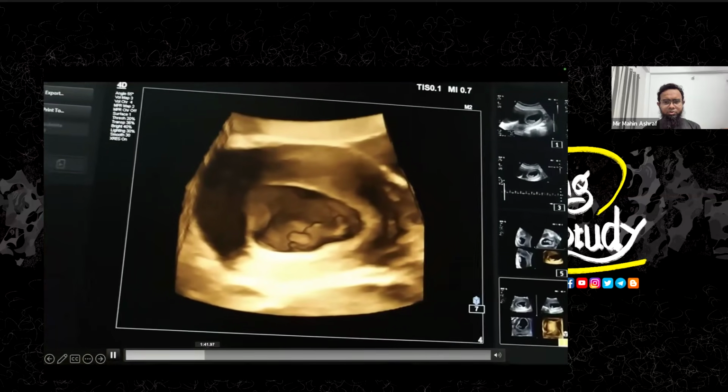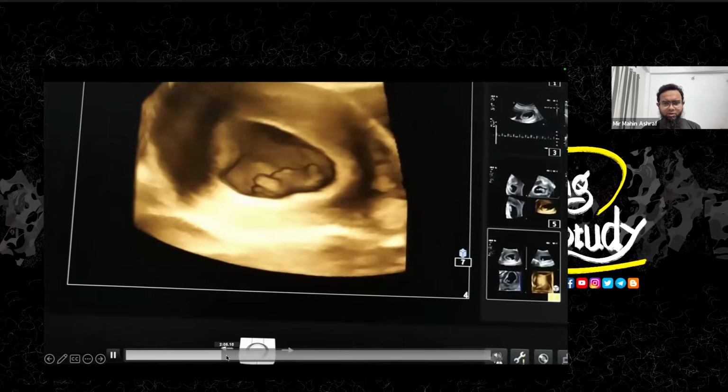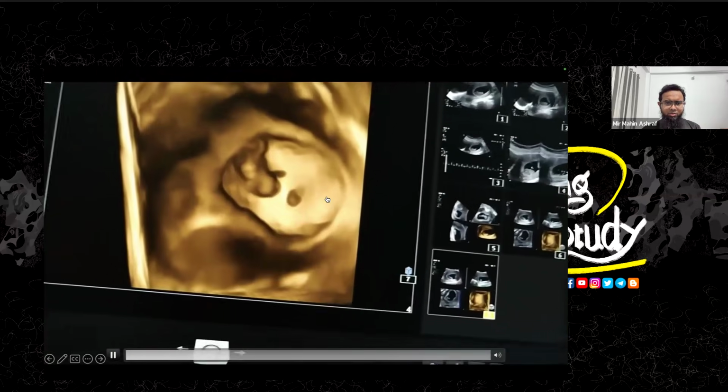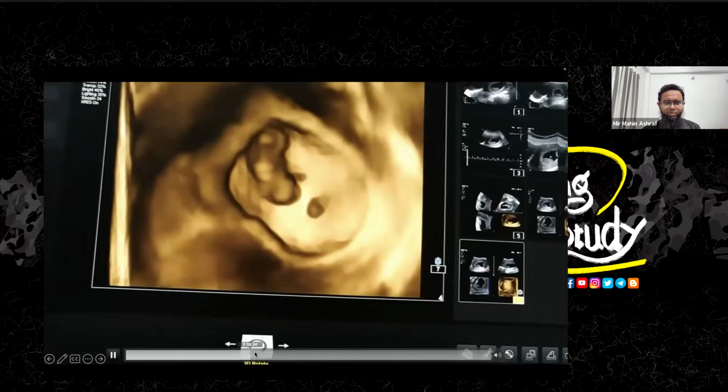So I'm changing the threshold also. I think I should change the mode to see the good view. Okay, so this is the embryo. You can see the yolk sac here. I'm just rotating the image to get a good view.